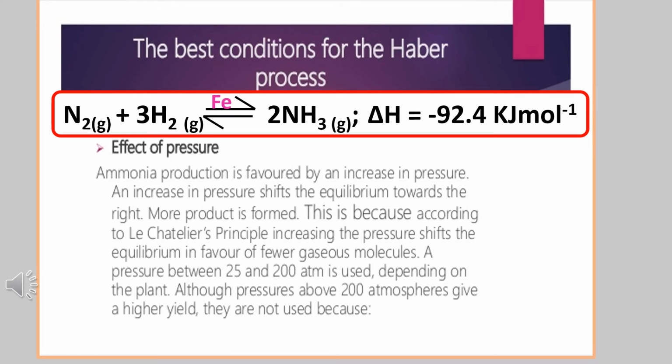But at high pressure, the reaction is very slow. So a pressure between 25 to 200 atmospheres is used depending on the plant. Although pressures above 200 atmospheres give higher yield, they are not used. Why? Because it is very expensive and it costs more energy. So high pressure is needed for the production of ammonia in the Haber's process. That is the effect of pressure on this equilibrium. Is it clear, students?